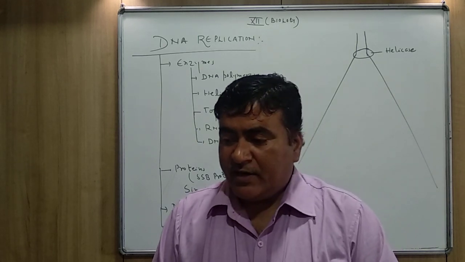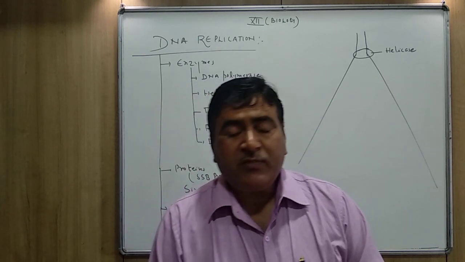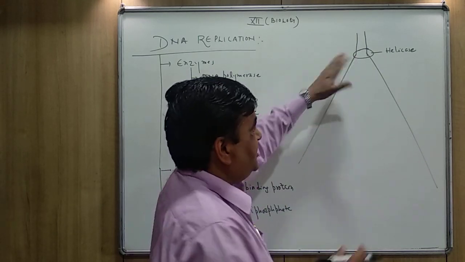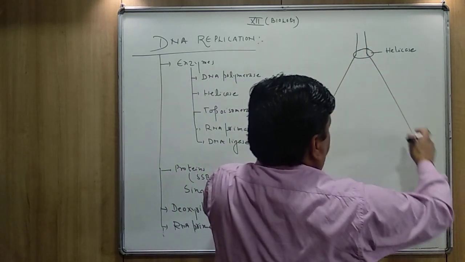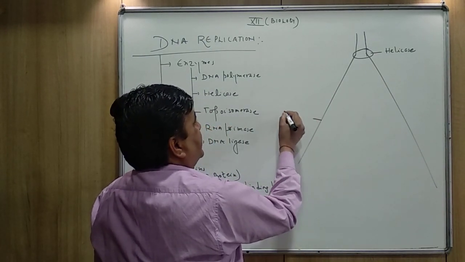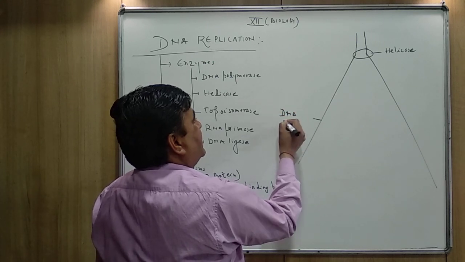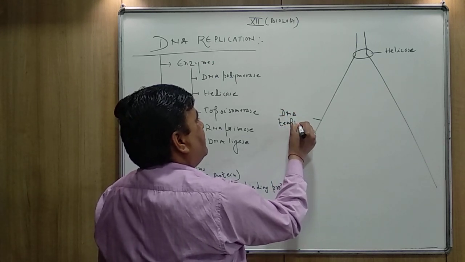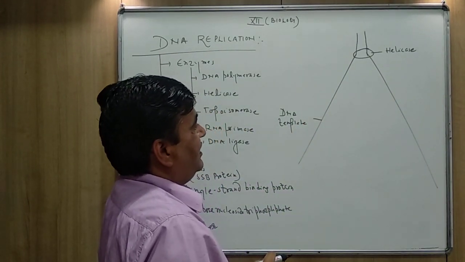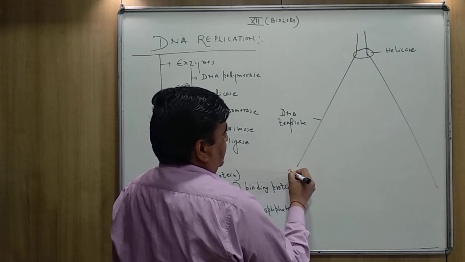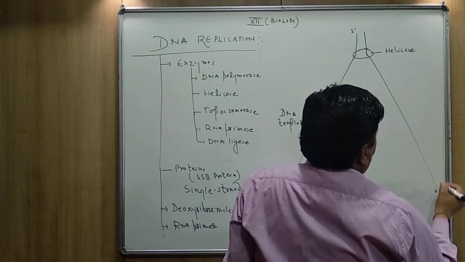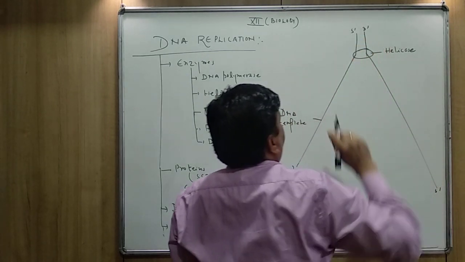And this replication fork is produced by which enzyme? Helicase enzyme. So this structure is called the replication fork. And each strand acts as the template. This you can say is the DNA template. This is also the template. And the polarity of this strand: if this holds 3', then it will be the 5' end, then it will be the 3' end.